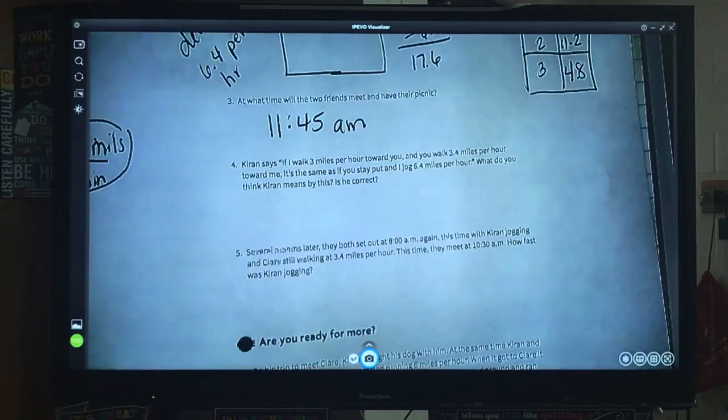Okay, listen. He means as if he would have a rate. If he has a rate of 6.4 miles per hour, again, this time Kieran is jogging and Claire is walking at 5 miles per hour. They meet at 10:30 a.m. How fast was Kieran jogging? It will be the same as if one of them walked. Okay, listen. It will be the same.